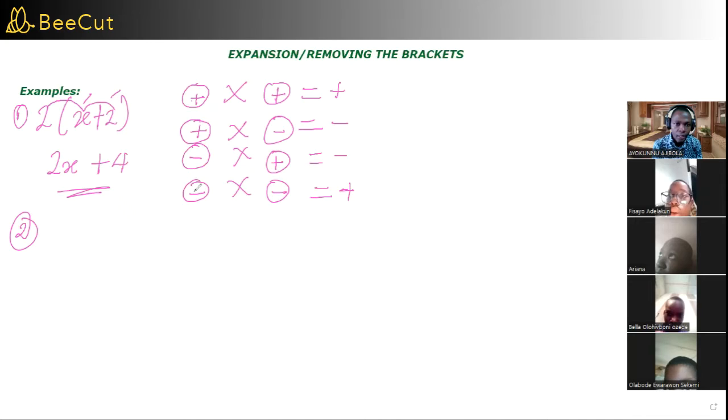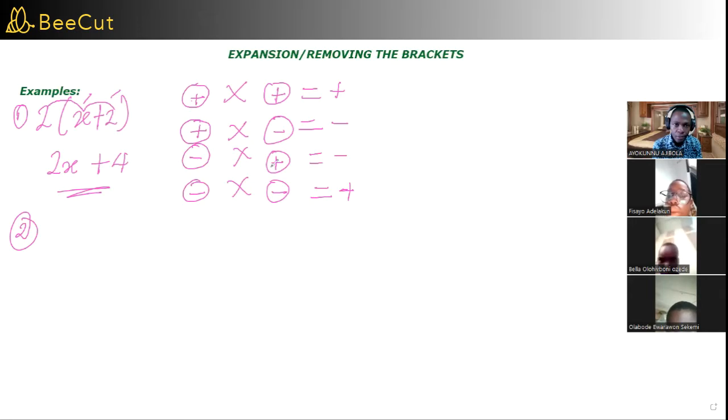So when the signs are the same, you are positive. Plus, plus, give me plus. Minus, minus, give me plus. But when the signs are different, you have negative signs. So plus times minus is minus. Minus times plus is minus. Take note of that. Focus on it. I didn't ask you to write anything down. Just focus. Now let's check this. This 2 is positive times positive x gives us positive 2x. This 2 is also positive times positive 2. That gives us positive 4.